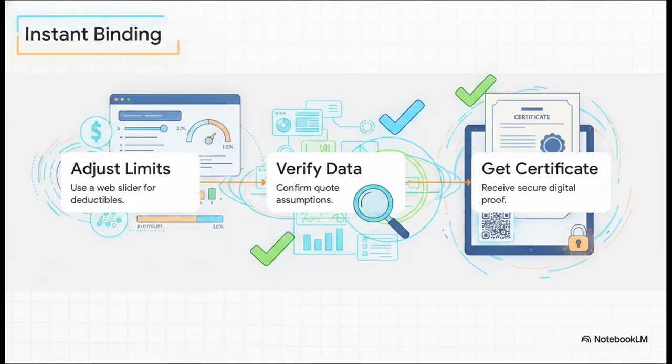Let's walk through what this modern, self-service binding process actually looks like. It is remarkably frictionless. Step 1, you dynamically adjust your limits and deductibles using a simple web slider, and you watch how it impacts your premium in real time. Step 2, you verify the specific quote assumptions generated from your business data. And step 3, you finalize the process and instantly receive a secure digital insurance certificate. This quick 3-step online process entirely replaces what used to be weeks of exhausting back-and-forth emails.